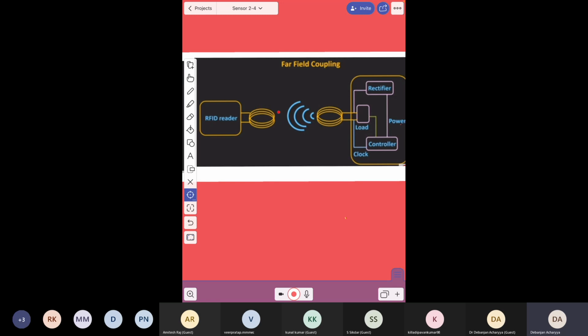Once again, the RFID reader will send a signal to this load, and the presence of the load or the presence of an object can be detected by a backscattered signal, which is generated by this active tag. So if there is an object, a backscattered signal will be generated. This is known as the backscatter signal. This is totally different from the inductive coupling method.